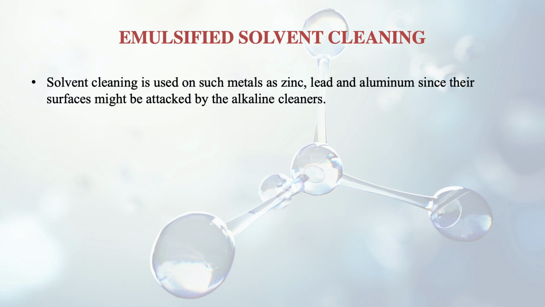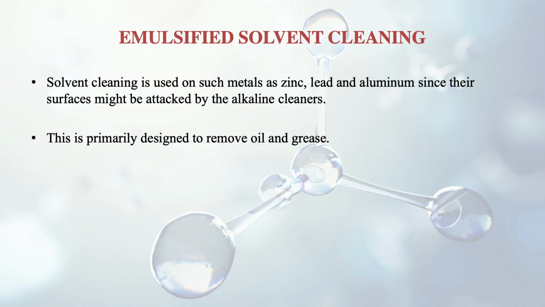After discussing the acid pickling type, we move on to the emulsified solvent cleaning, and this is used on such metals like zinc, lead and aluminium, since their surfaces might be attacked by the alkaline cleaners. So the first process of alkaline cleaner cannot be used in certain kinds of metals like zinc, lead. So for that purpose we use emulsified solvent cleaning, and it is primarily designed to remove oil and grease.